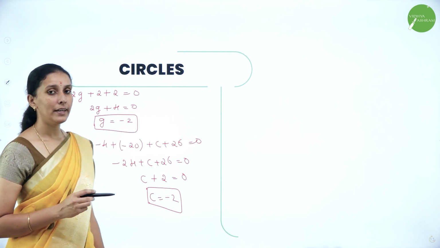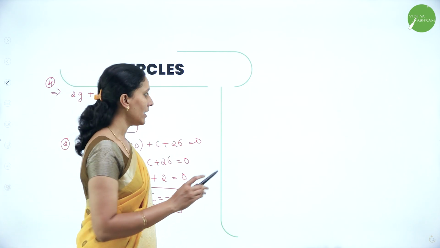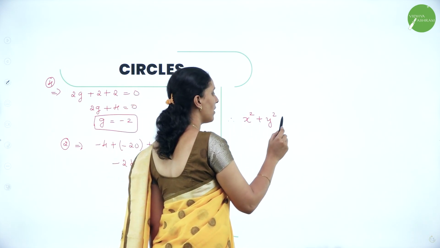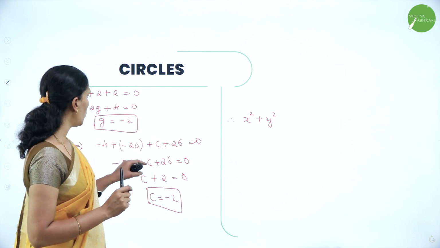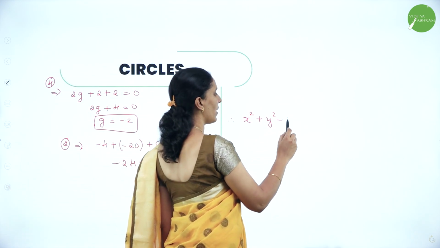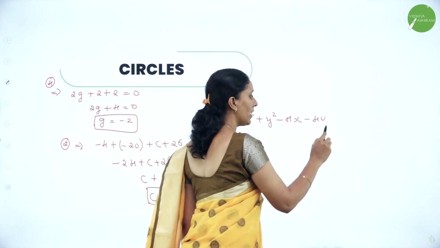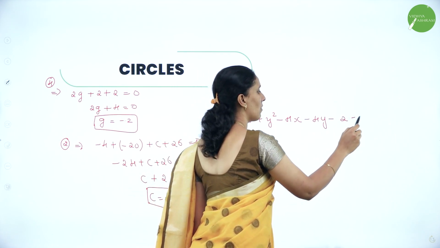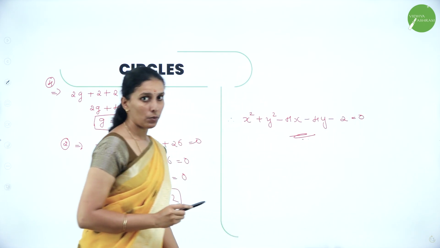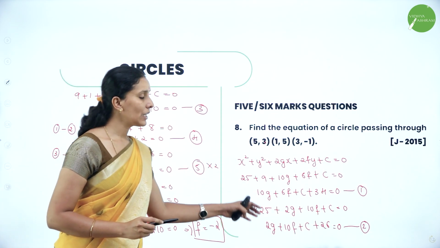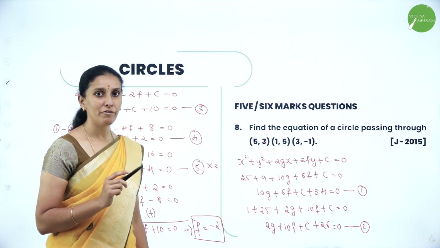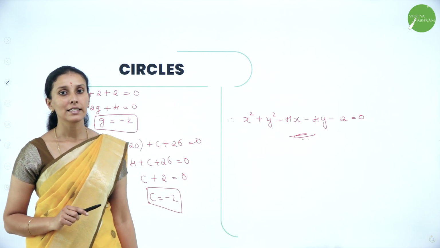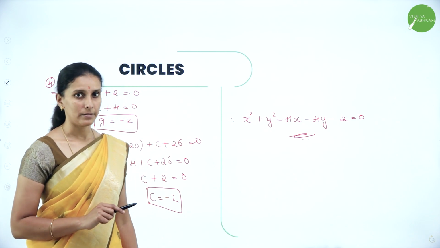Now we have all the three terms g, f and c. So therefore let us form the standard equation. X square plus y square plus 2gx. 2 into g is minus 4. So minus 4x minus 4y plus c. The value of c is minus 2. Minus 2 is equal to 0. So this is the required equation of the circle. So by framing the linear equations, you can solve and find the three constants and then substitute in the standard form. You will get the standard equation of the required circle.